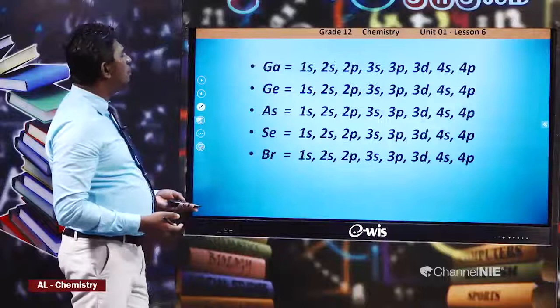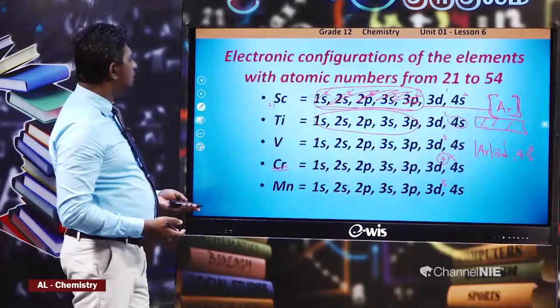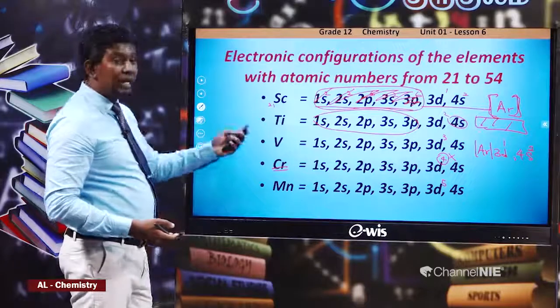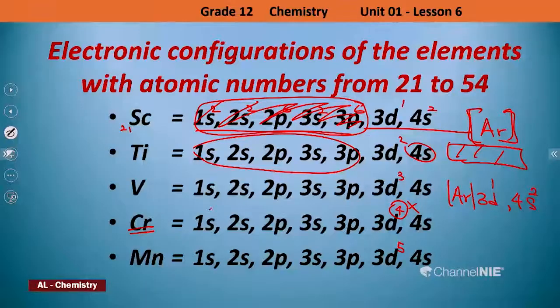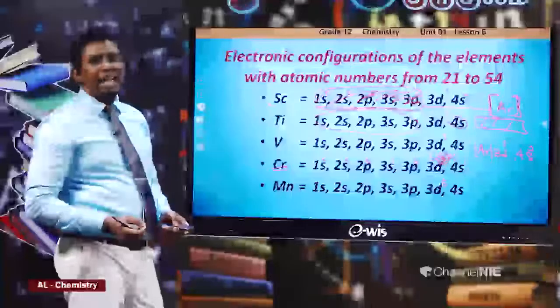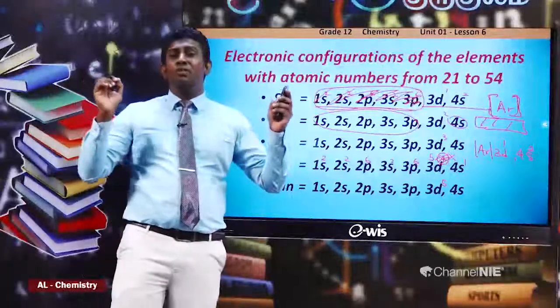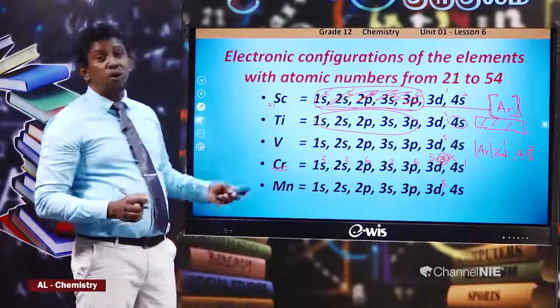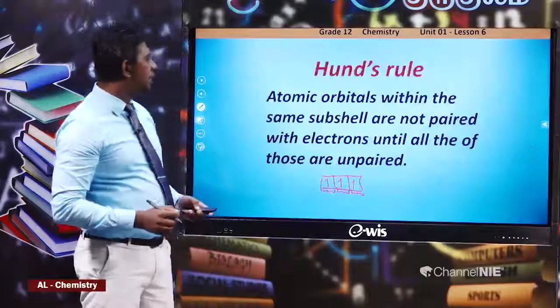Therefore, going back to the chromium story, students, I could write it as 1s2, 2s2, 2p6, 3s2, 3p6, that's 18. Then 4s1 and 3d5. That's what we call a rearrangement. A rearrangement is followed when it is chromium's electronic configuration.